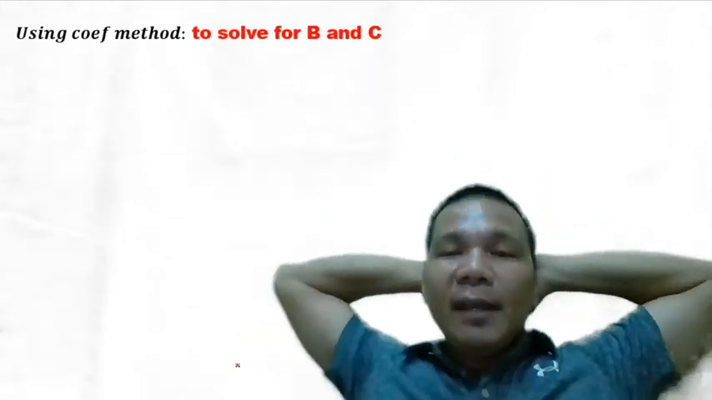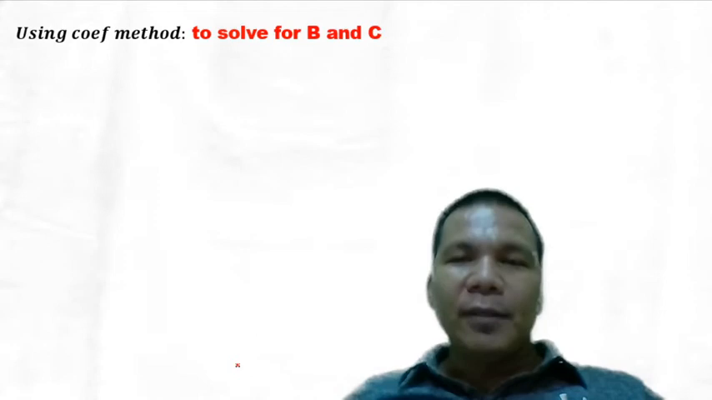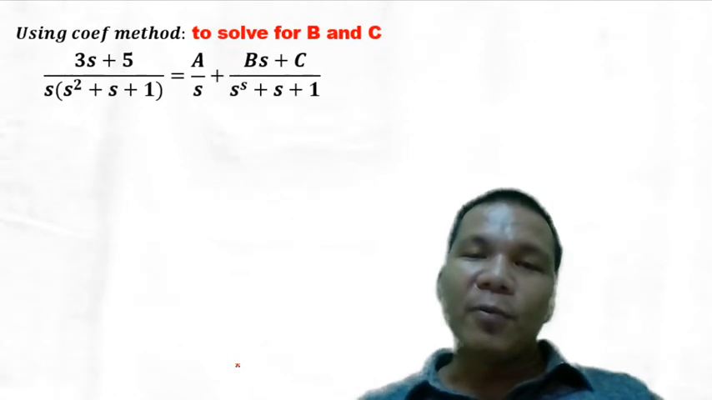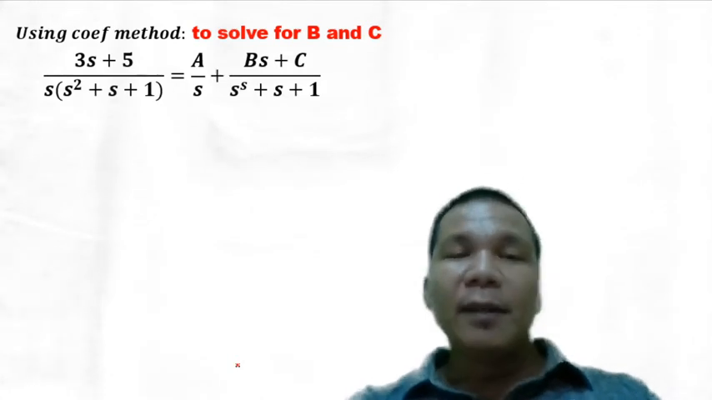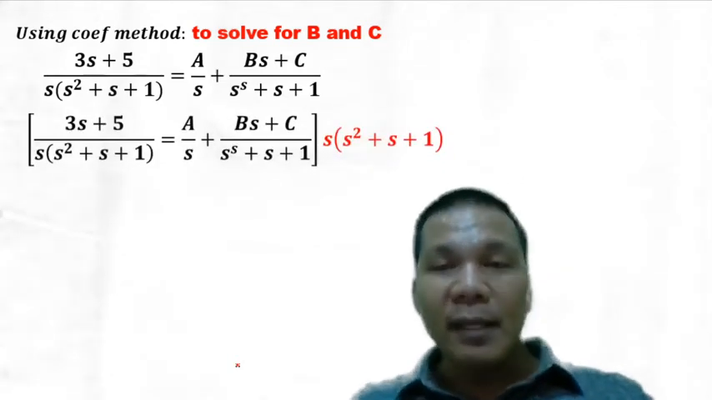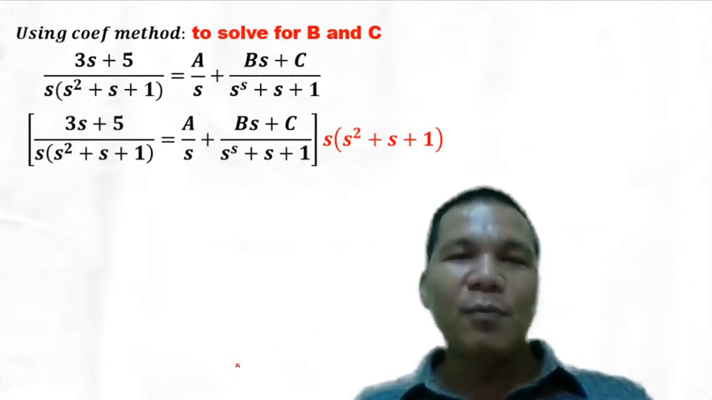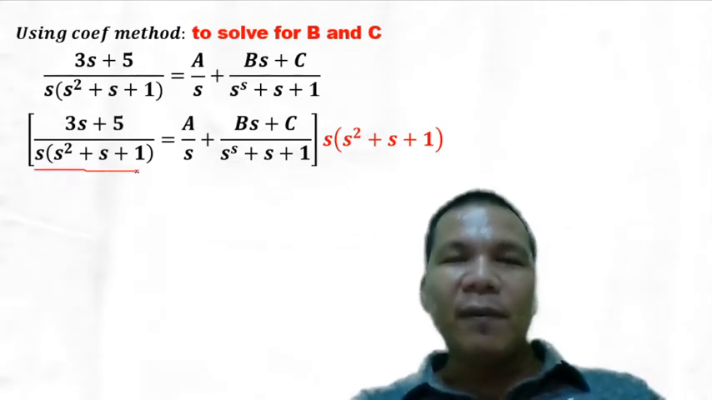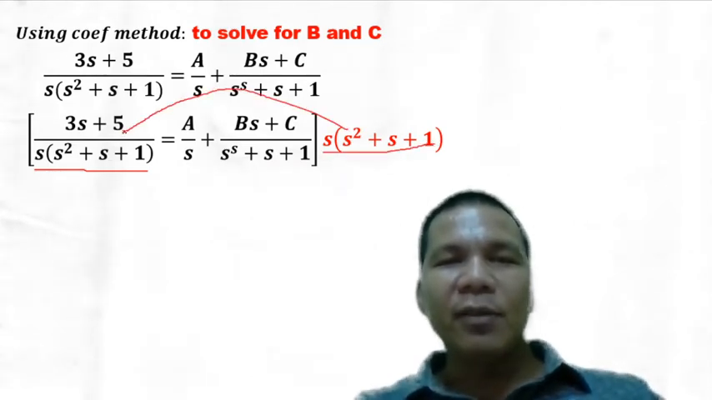Now we go to the values of b and c. The values of b and c can be solved using the coefficient method. So for the coefficient method, we need to copy again the original fraction, equate that to its partial fraction, and then multiply this equation by its LCD. Just like what we did in our previous example. We multiply the whole equation by its LCD, and the LCD can be found here. So this is your LCD. So distribute this one to that term.